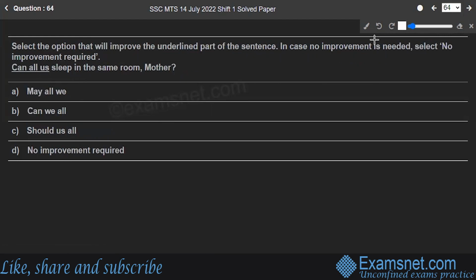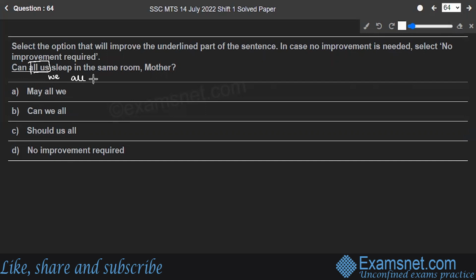Select the option that will improve the underlined part of the sentence. In case no improvement is needed, select no improvement required. Can all of us sleep in the same room, mother? So, can all us be replaced with may all we sleep in the same room, mother? Can we all sleep in the same room, mother? Should us all, or no improvement is needed? See, here we will replace all us with we all to correct the sentence.